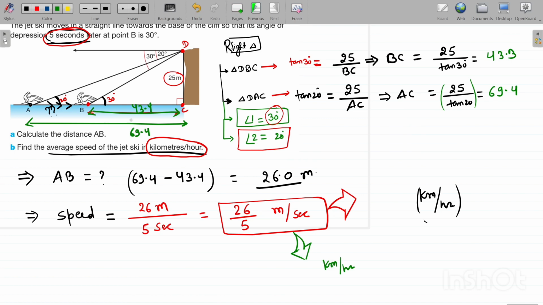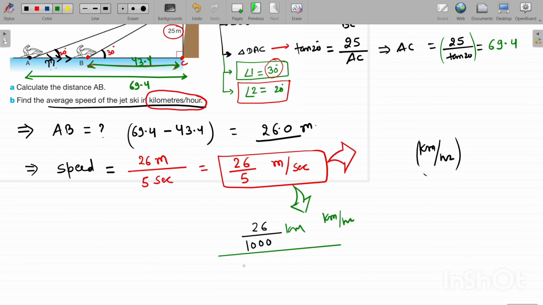Would you like to do the same thing first? I would do the meter to kilometer. Yeah, how we can do this? 26 divided by 100. Super, excellent. Now, what next? This 5 seconds, we have to divide it by 60, divided by 60. Super, super. Very good, very nice.